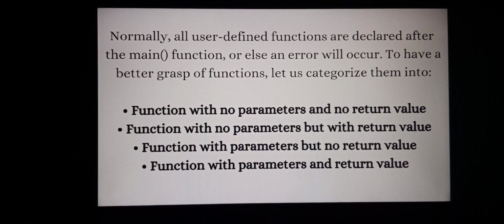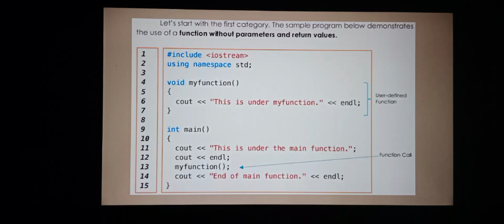To have a better grasp of functions, let us categorize them into function with no parameters and no return value, function with no parameter but with return value, function with parameters but no return value, and function with parameters and return value. Let's start with the first category. The sample program below demonstrates the use of a function with parameters and return value.